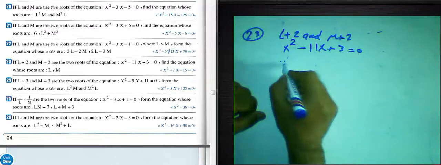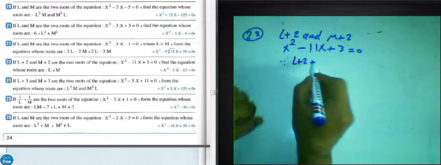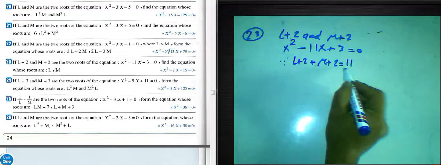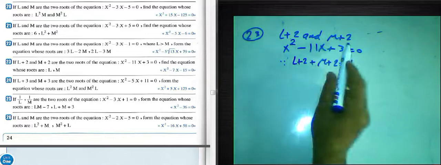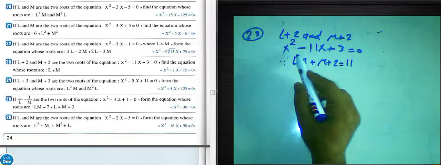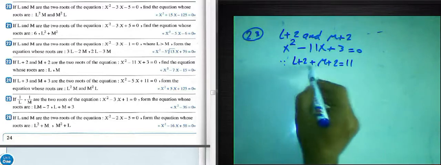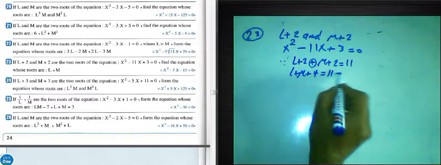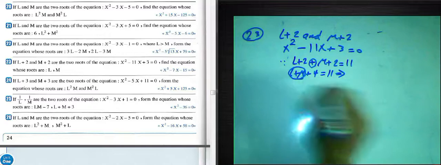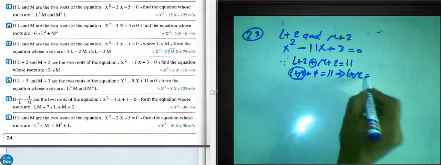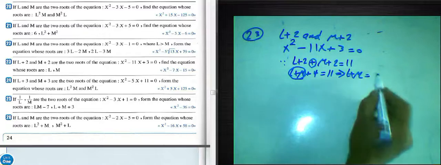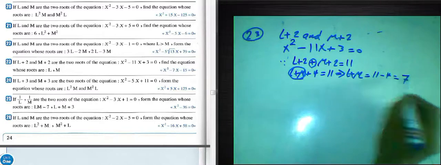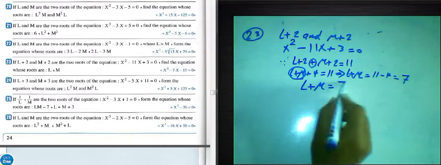We know L plus 2 plus M plus 2 equal 11. You know that because L plus 2 and M plus 2 are two roots of the equation. So the sum will be L plus M plus 4 equal 11. So L plus M equal 11 minus 4. 11 minus 4 equals 7. So L plus M equals 7.